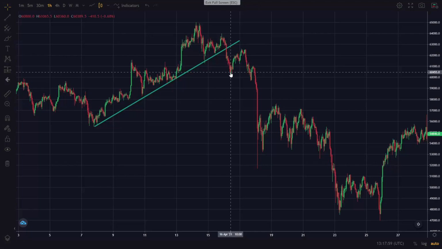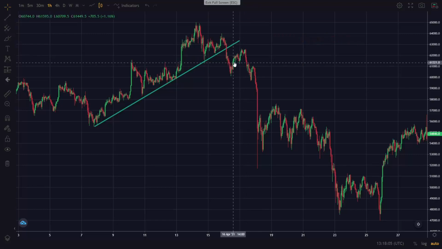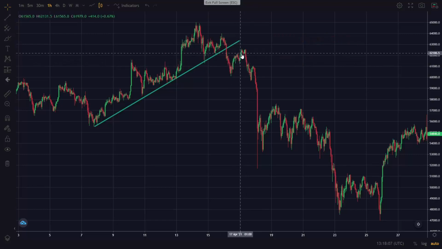Another sign to show momentum loss is that you can look for a double top or a triple top. As price comes down and tries to bounce back up, it will either form a double top or a triple top. This can also be another sign that the trend is about to reverse.